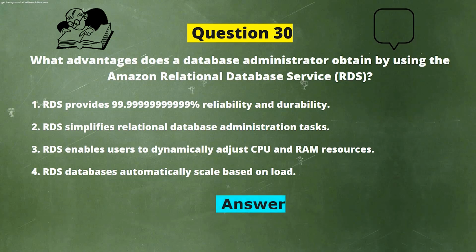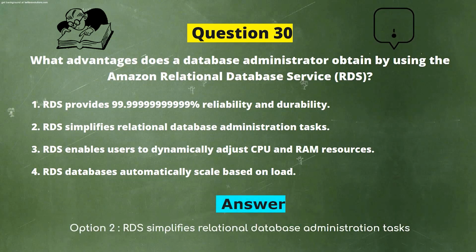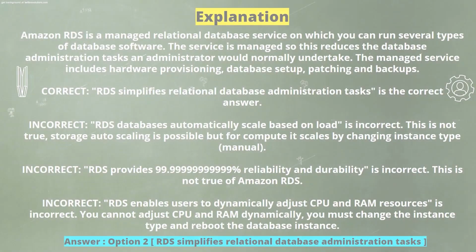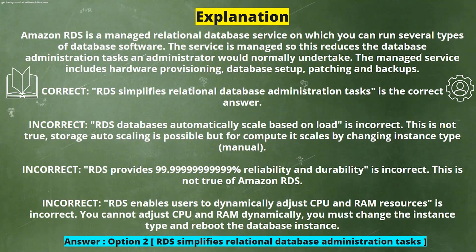And the correct answer is Option 2. RDS simplifies relational database administration tasks. Explanation. Amazon RDS is a managed relational database service on which you can run several types of database software. The service is managed, so this reduces the database administration tasks an administrator would normally undertake. The managed service includes hardware provisioning, database setup, patching and backups. Correct. RDS simplifies relational database administration tasks is the correct answer.